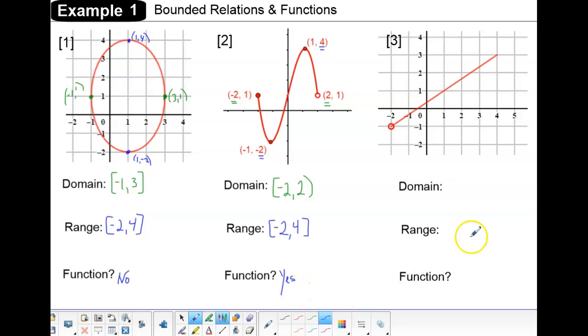Okay, then in the third example on this page, looking for the domain, we've got the lowest x value here at -2, and it's an open circle, so it's non-inclusive.